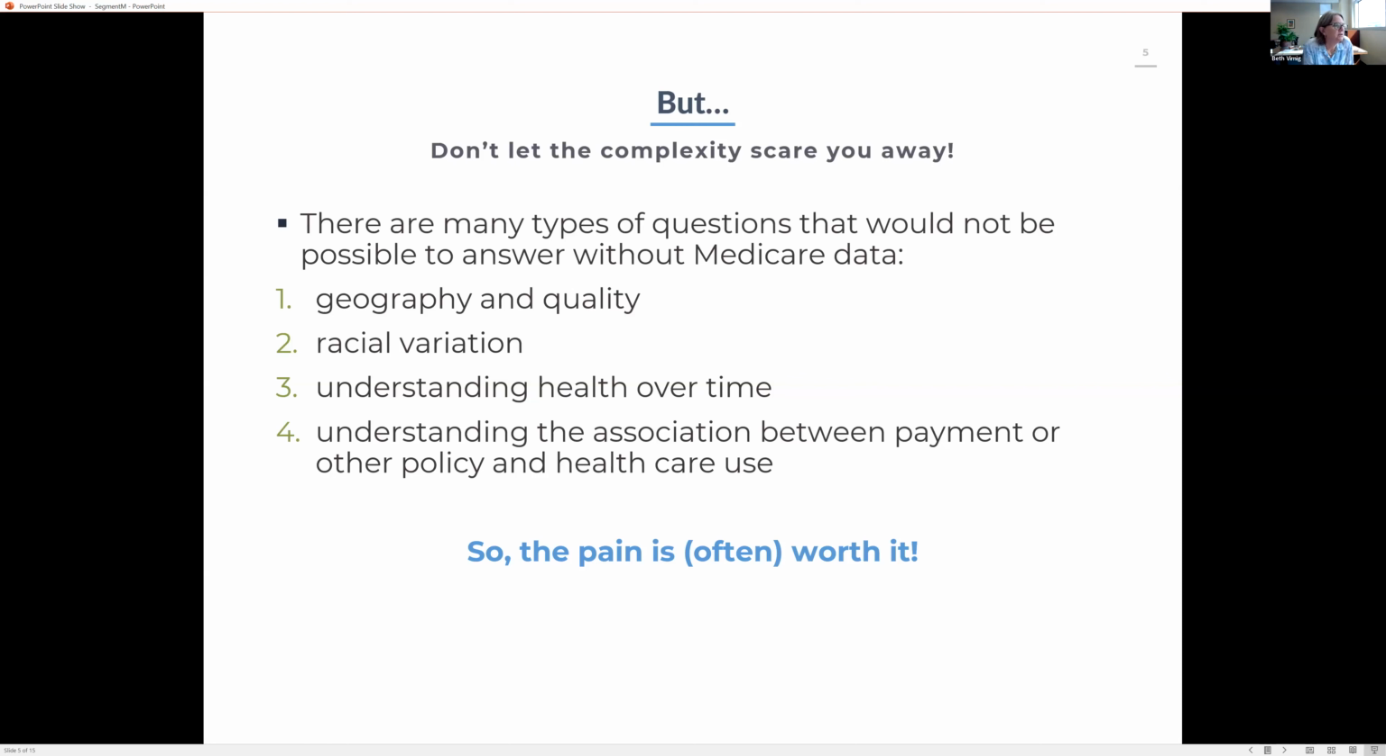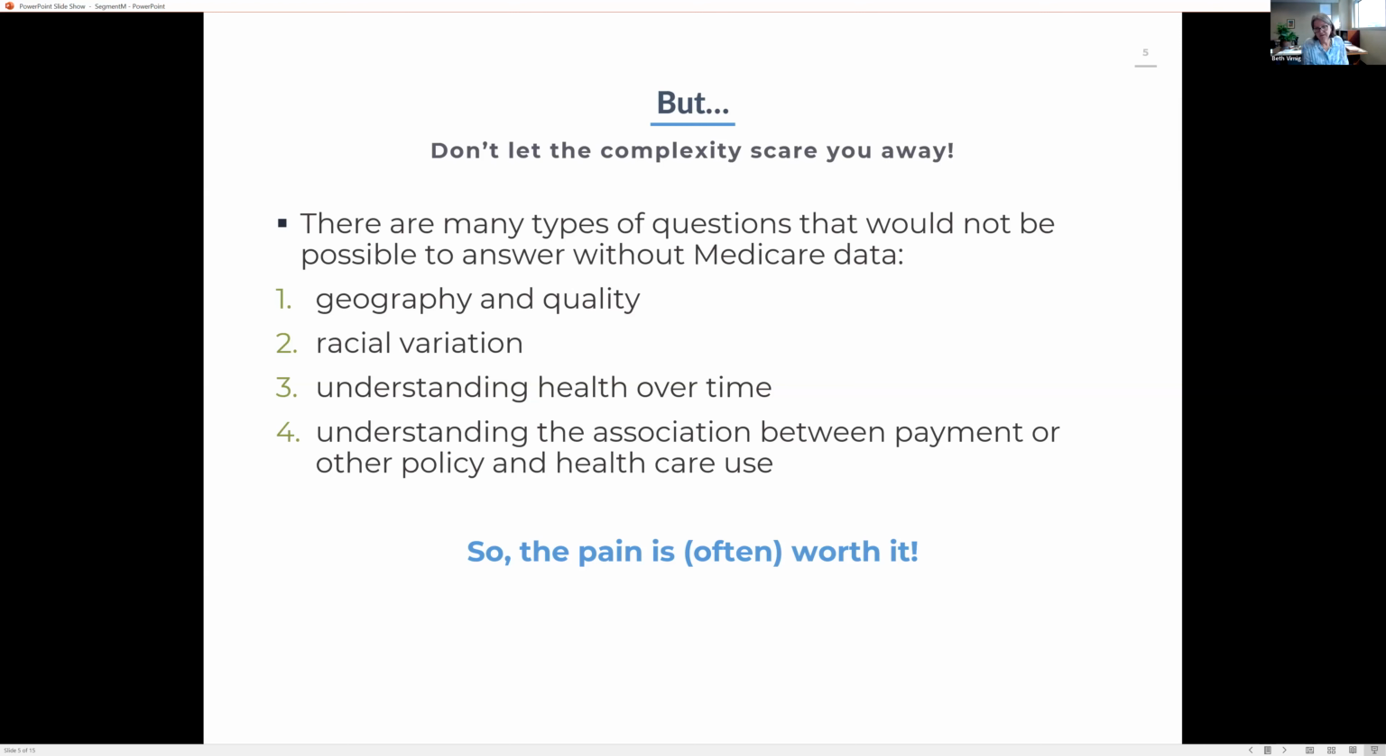A lot of our understanding of racial variation and our ability to simultaneously model racial variation is with Medicare data. It's really challenging with primary data collection. Understanding people's health over time, being able to actually measure it or measure healthcare use, and understanding the association between payment and other policies and healthcare use. These are the data to use.